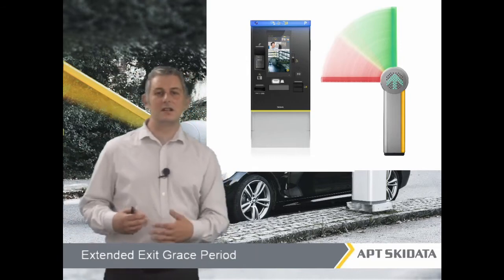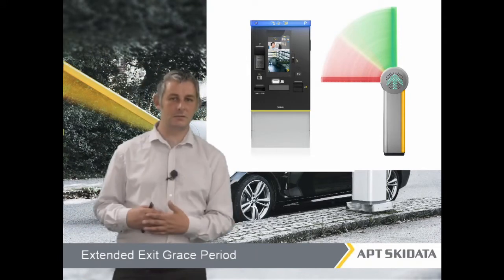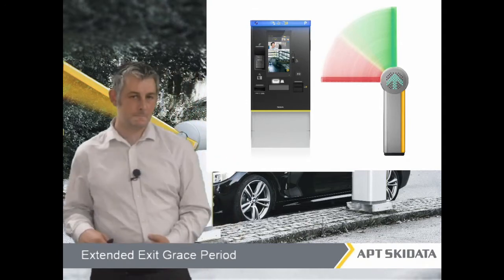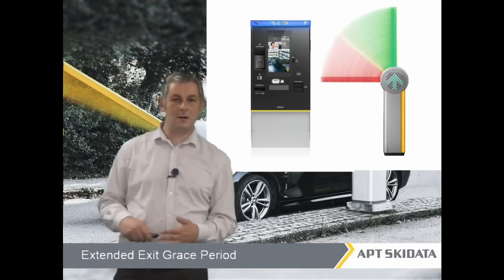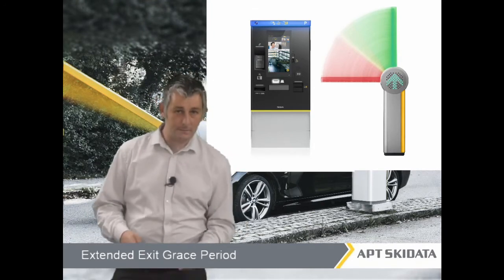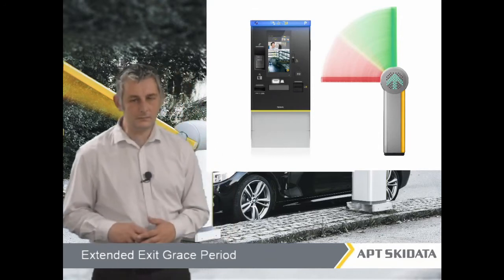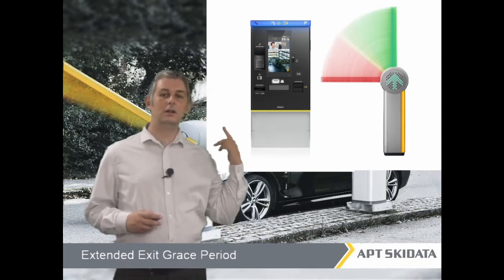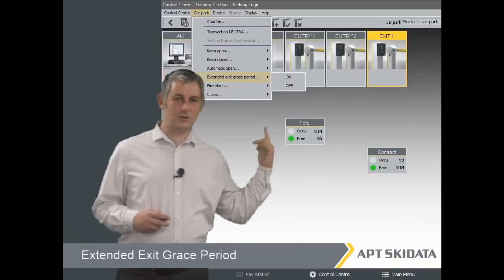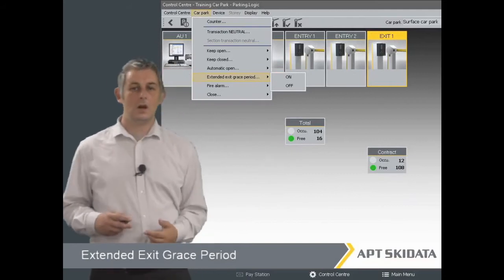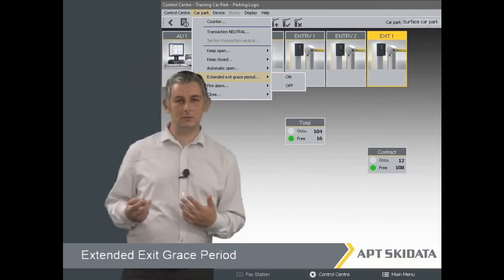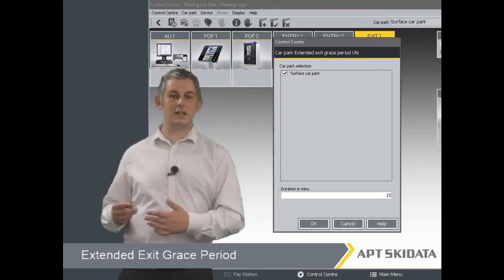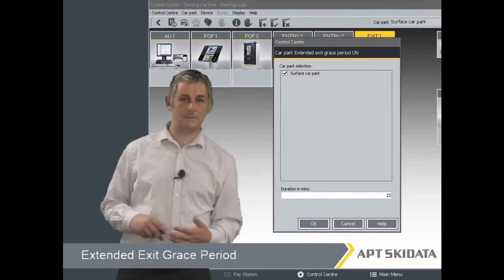During busier periods, this time may need to increase due to congestion, altered pedestrian routes and queues for lifts. Within the control center program is an option to change this time on the fly across your car park. You can do this from control center by selecting car park and extended exit grace period on. You will now be prompted for a time window. Input the time, click OK, and now the exit grace period will change across the car park.